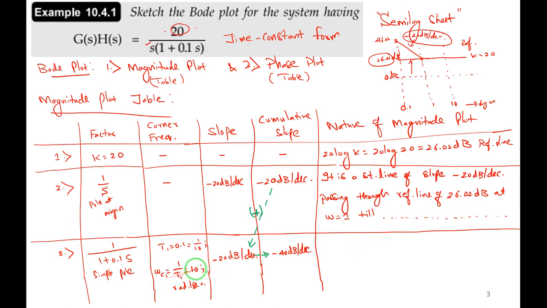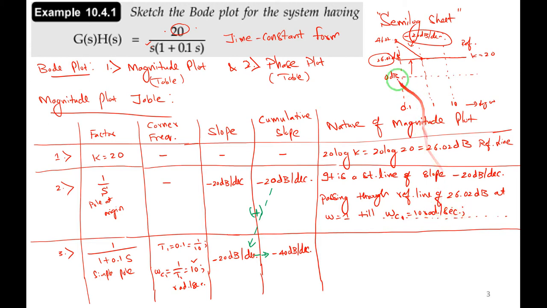Now I came to know what the corner frequency is. It is 10 radians per second. So it is a straight line of slope minus 20 dB per decade passing through the reference line of 26 dB at omega equal to 1, till the next corner frequency, that is omega C1. I came to know it is till omega C1 equal to 10 radians per second.